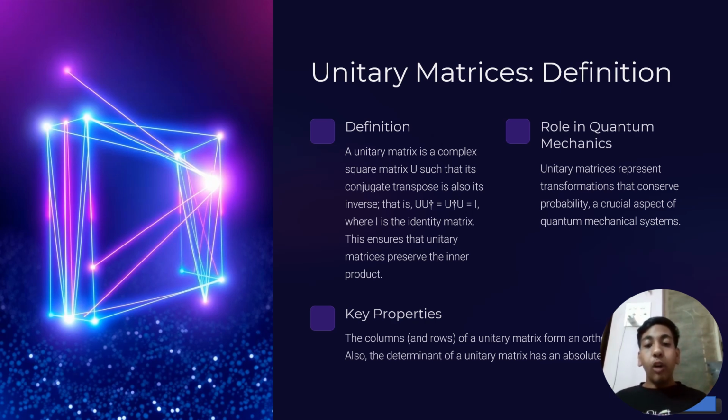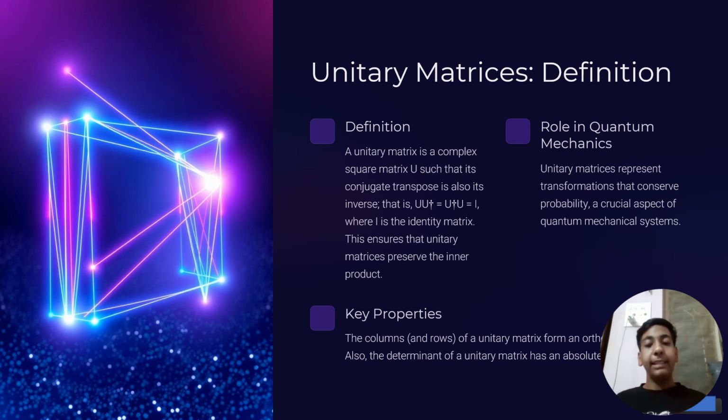A unitary matrix is a complex square matrix U such that its conjugate transpose is also its inverse. First we have U, then its transpose. So U transpose U equals U U transpose equals I, the identity matrix. Its properties are the following: columns and rows form an orthogonal basis, and the determinant has absolute value 1.